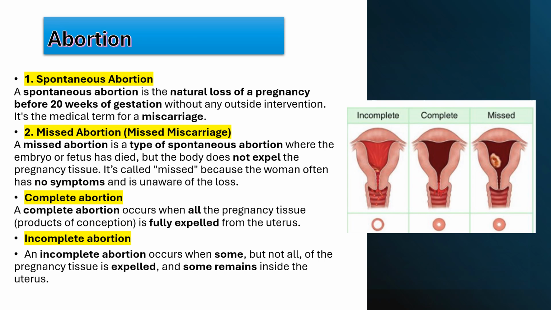And I have tried to show you in the diagram. This is the incomplete, where some of the products of conception remain inside. This is complete, where you can see the uterus is completely empty, and this is missed, where the fetus is dead inside, but the lady does not have any symptoms.